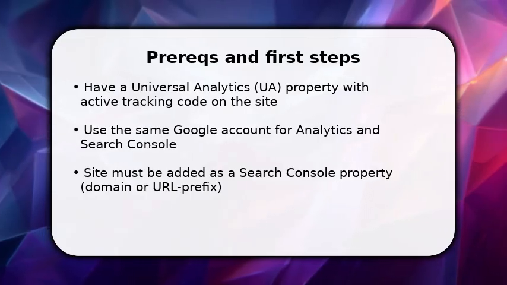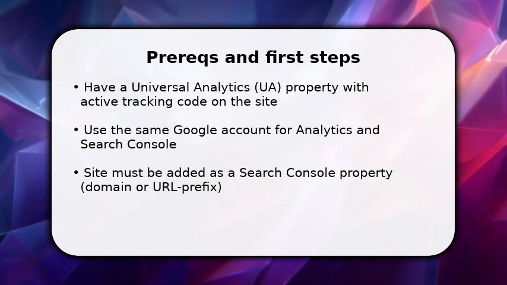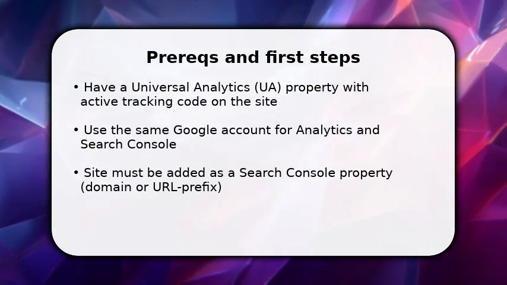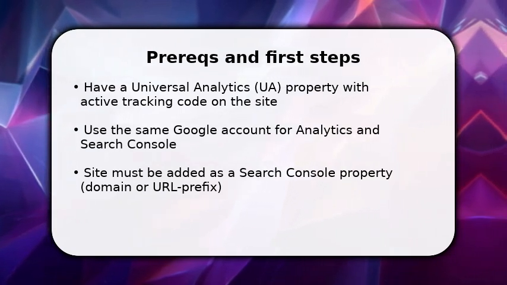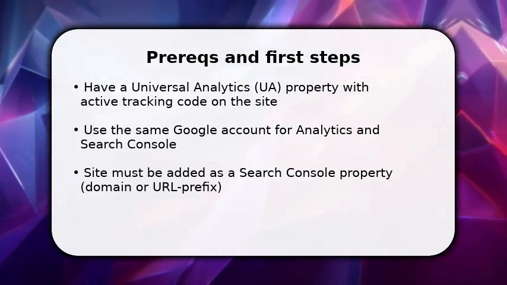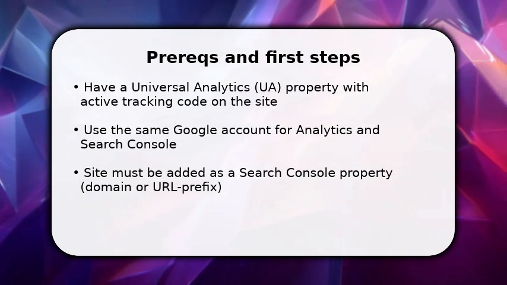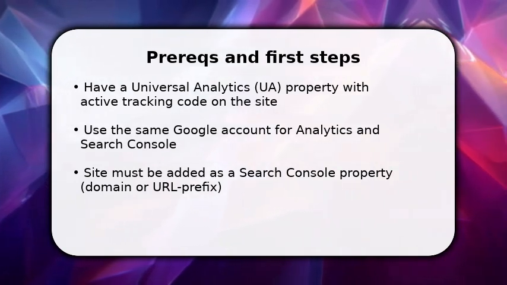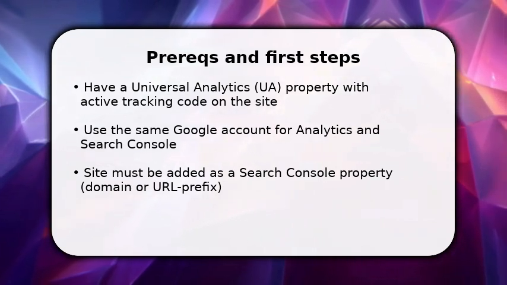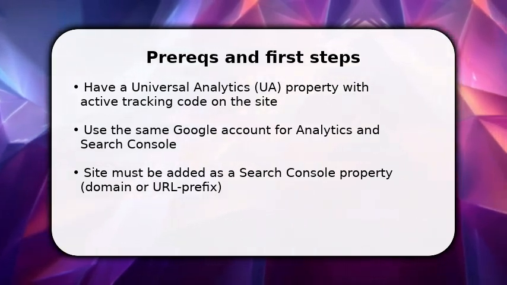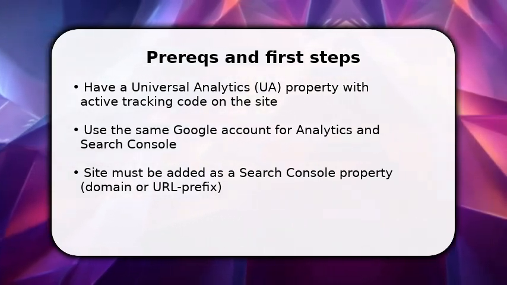You need two things in place before you start: a universal analytics property actively sending the tracking snippet to your site, and the same Google account signed in to Search Console. Once those exist, add the exact site URL to Search Console as a URL prefix or domain property. Then open that Search Console property and go straight into the ownership verification flow.